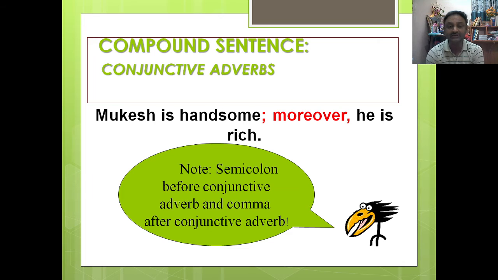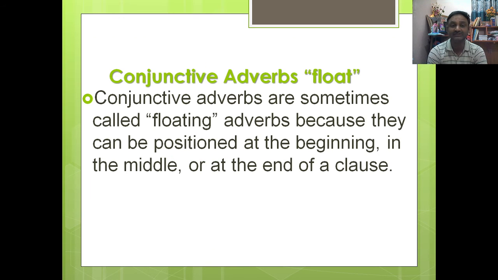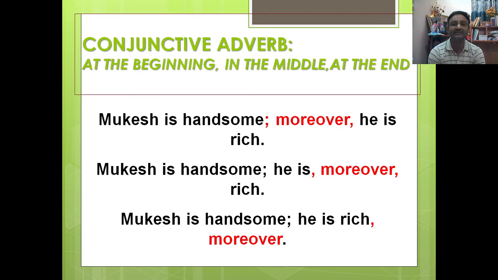So we have to note here the semicolon before a conjunctive adverb and a comma after it. Now this is very important in the conjunctive adverb pattern in a compound sentence. Conjunctive adverbs can also be called floating adverbs, because they can be positioned at the beginning, in the middle or at the end of the clause. We can very easily understand this from an example.